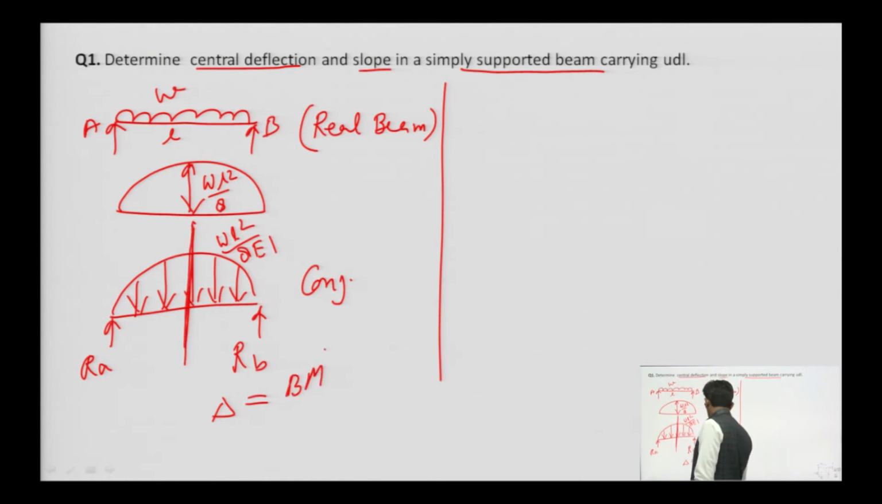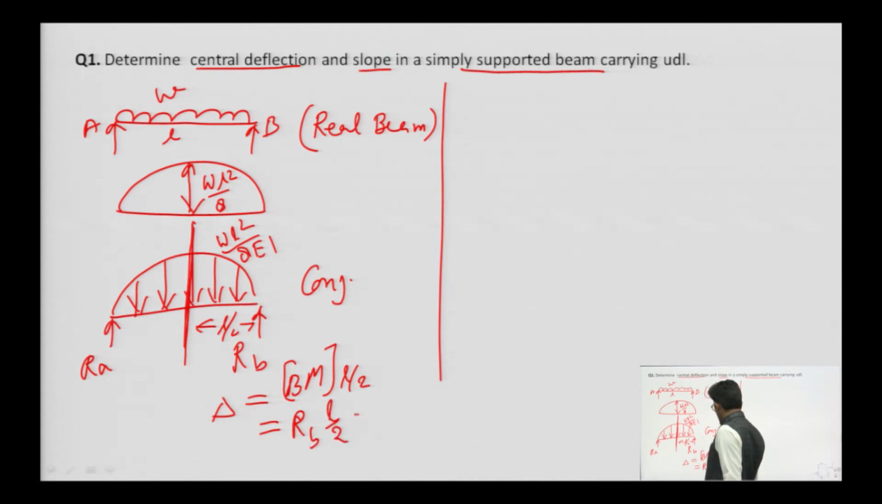Delta will be the bending moment at x equal to L by 2. Okay, then it will be at L by 2. And what will be its value? Its value will be RB into L by 2 minus load.